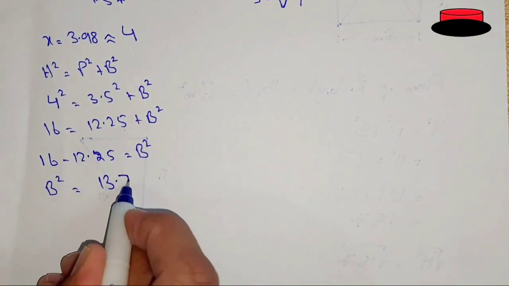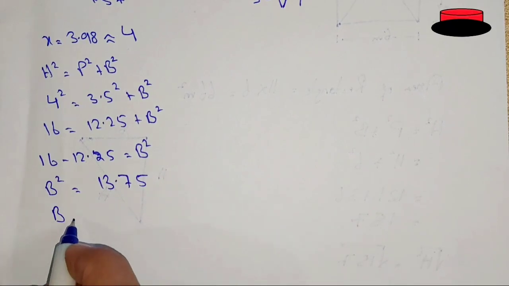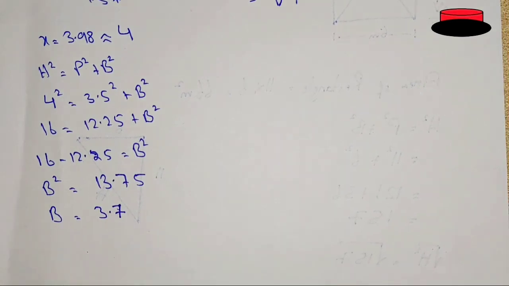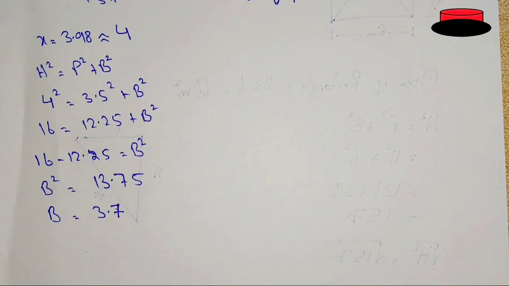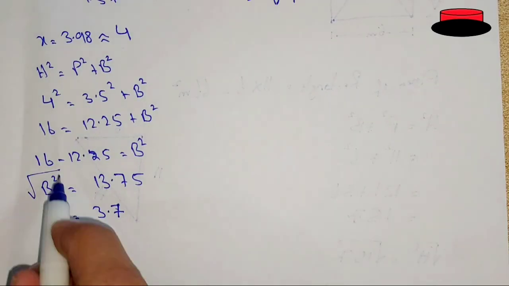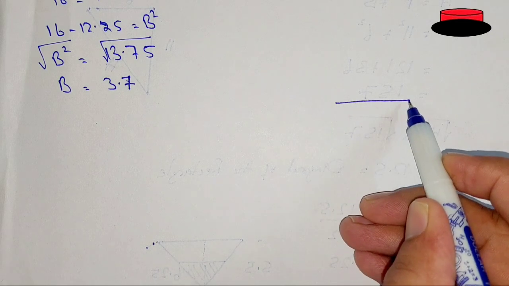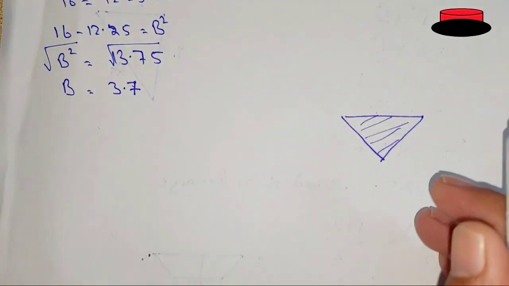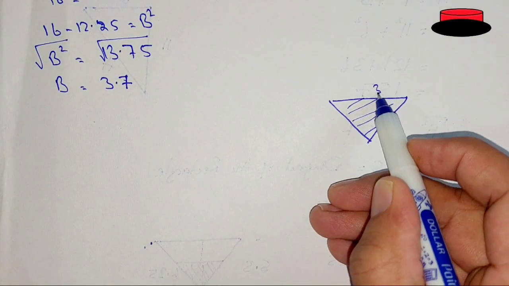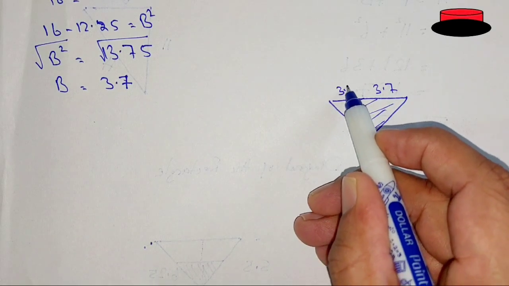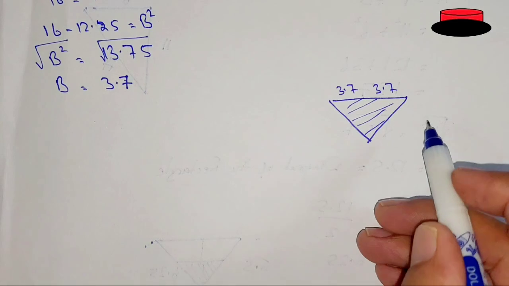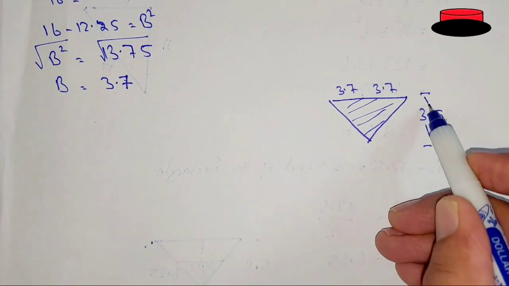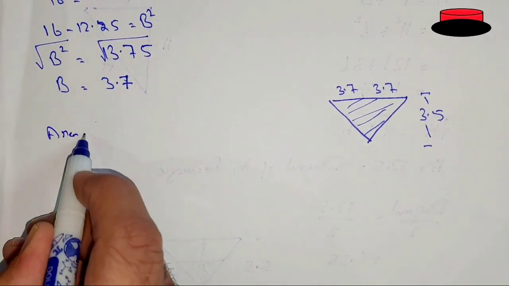So the base square will be 13.75. Now taking the square roots on both sides, the base will be equal to 3.7. And this is the shaded base of the right angle triangle. And now we have this figure. This is the shaded triangle from the rectangle. So this is 3.7. This is also 3.7 because the two right angle triangles are symmetrical, and this is 3.5, the height of the shaded triangle.